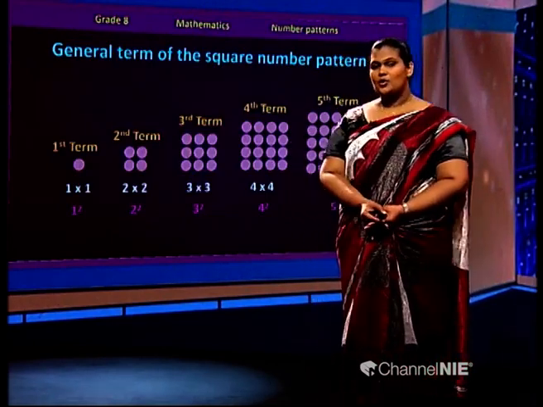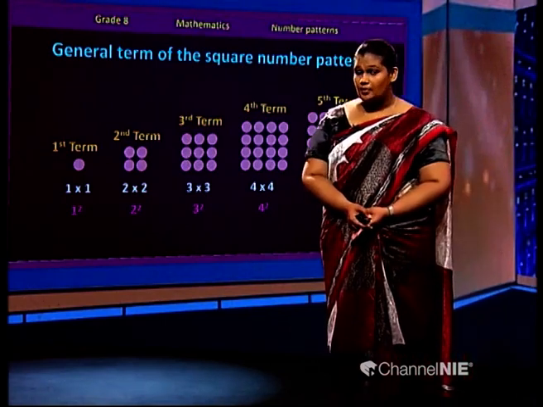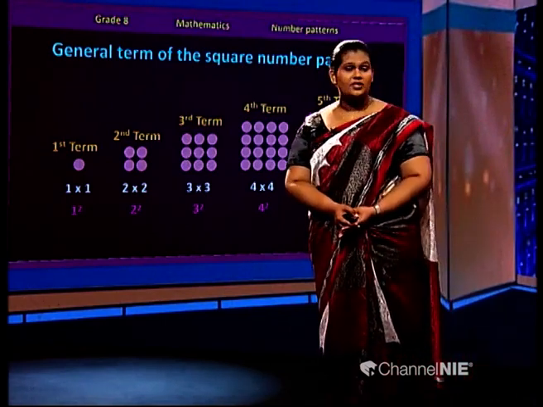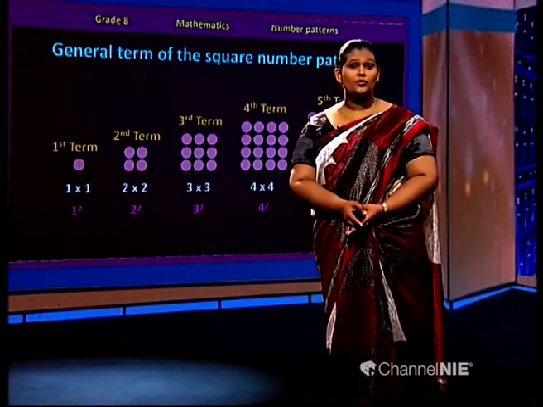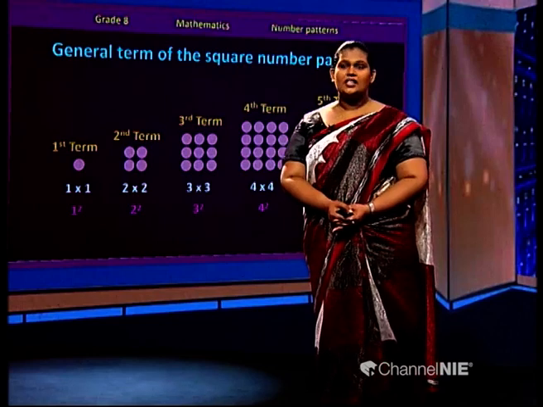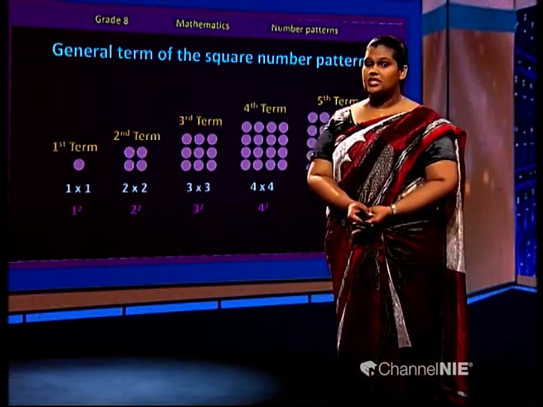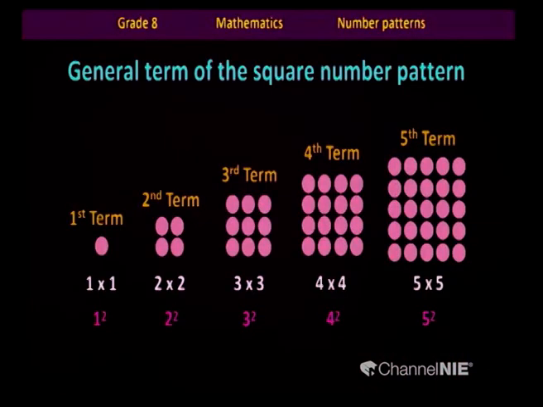By now, from the beginning, we have discussed number patterns, then the terms of the number patterns, then we have moved on to finite number patterns and infinite number patterns. Then we have discussed the general term of the number patterns of multiples of whole numbers. Now we are going to discuss the general term of the square number pattern.